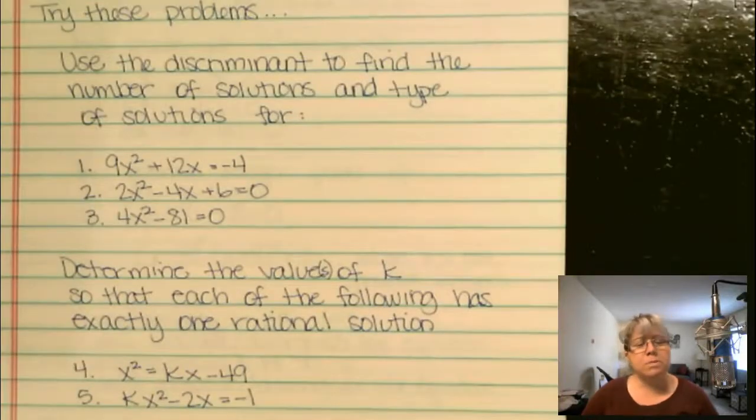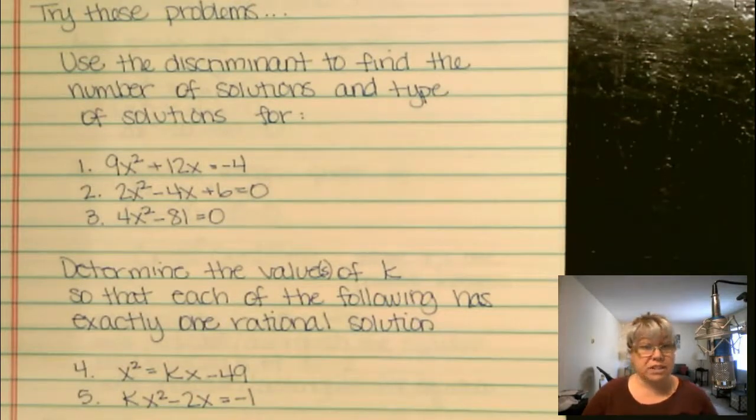Here are a few problems you can try on your own. For the first three, go ahead and use the determinant to find the number of solutions and the type of solutions. That means if the determinant equals 0, you'll have one rational solution.